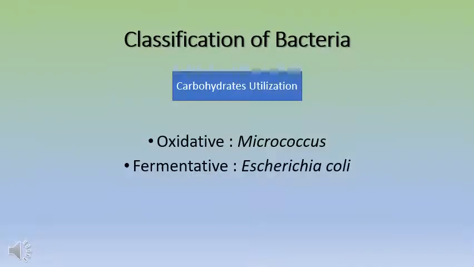Bacteria can utilize carbohydrates in two fashions. First of all, they can oxidize a carbohydrate. For example, Micrococcus utilizes the carbohydrate by oxidizing it, and some bacteria can ferment carbohydrates and convert them into a special type of product. A common fermentative bacterium is Escherichia coli. Both are utilizing carbohydrates, but in a different fashion.